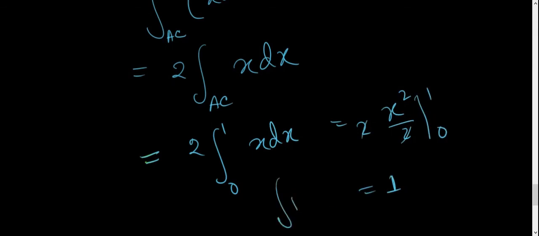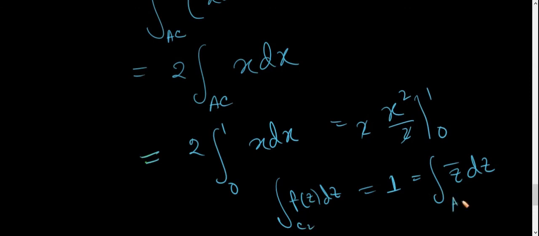So the contour integral of that function, that is z bar dz or f of z dz, whichever way you want to call it, you can write C2 to denote AC, or you can just directly write AC, it doesn't matter. Now you can see that its value is 1. So let me just summarize the result for this video.